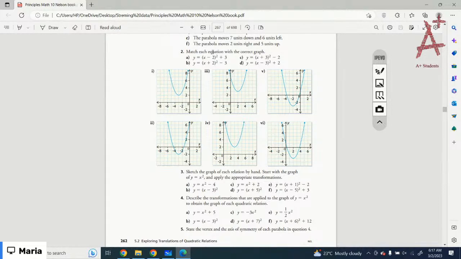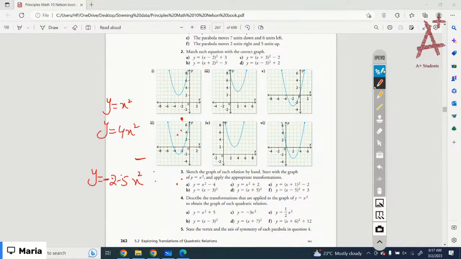So that means the graph is 2 units right and 3 units up. Here you have 2 units right and 3 units up. That means equation A, y equals (x minus 2) whole square plus 3, matches graph 2. So for this one, the correct graph is graph 2. You can see here is the point 2 units right and 3 units up movement from the origin.